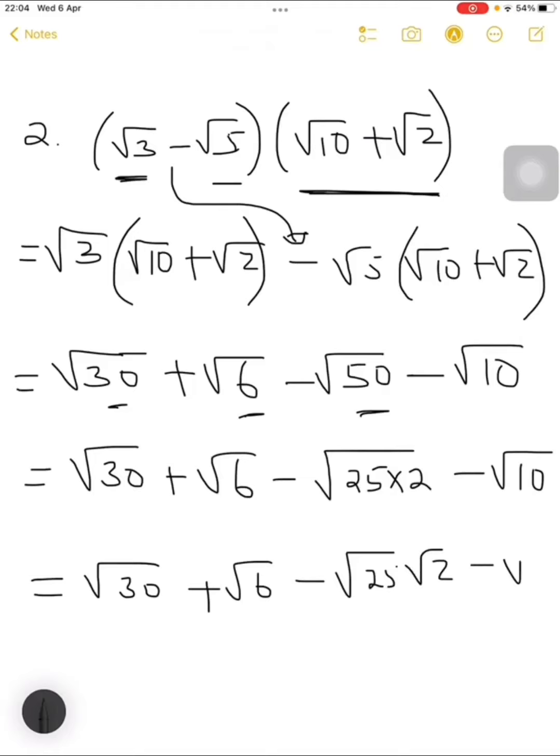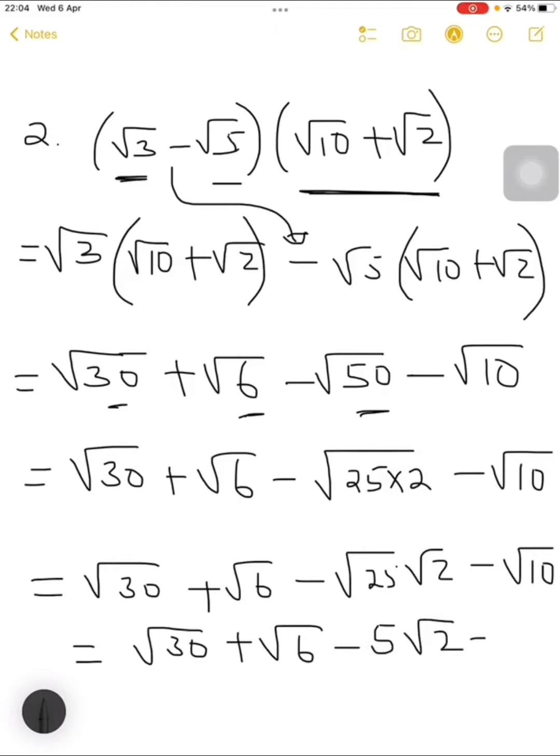If you remember very well, I'm going to leave the link for the introduction to surds in the description so that you can watch the first video, and then after watching, you can come to this one and try to solve these examples with me. Root 30 plus root 6 minus square root of 25 is 5, and then root 2, then minus root 10.